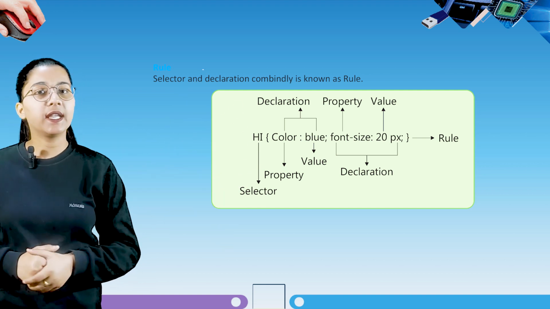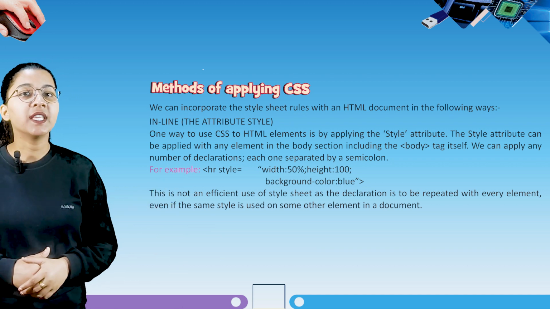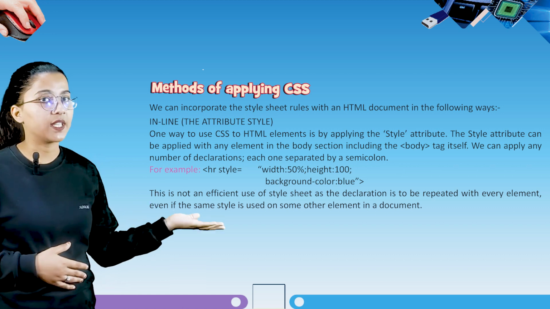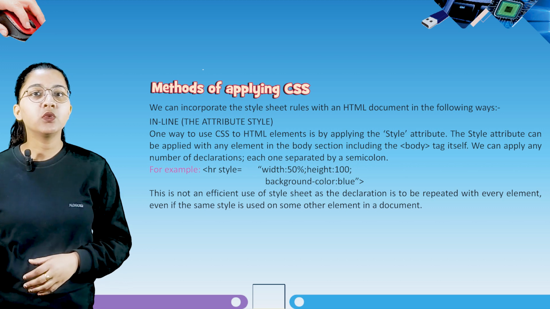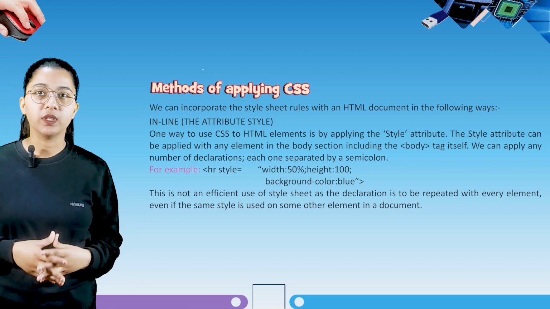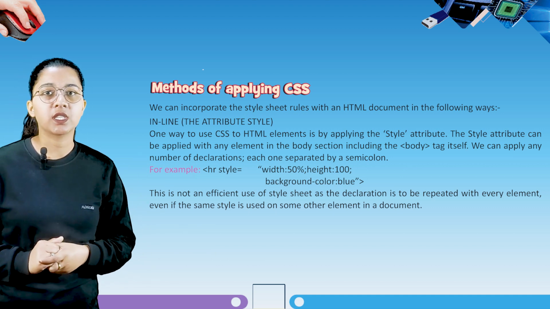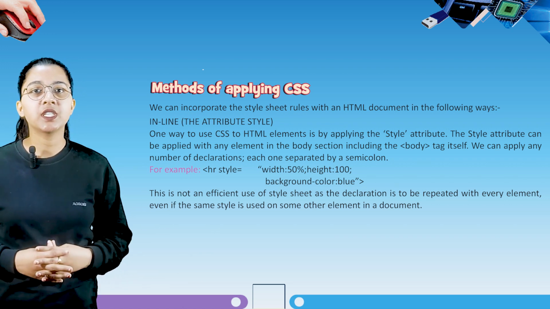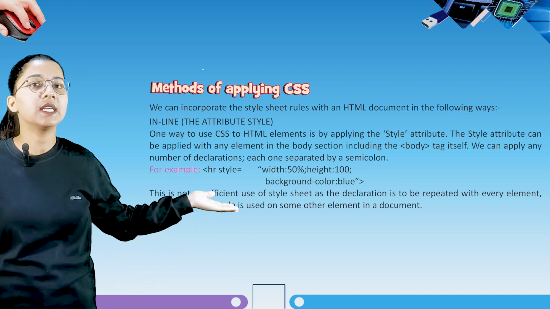Now students, let's jump to the next topic, which is methods of applying CSS. We can incorporate the style sheet rule with an HTML document in the following ways. Here are some ways. Inline, the style attribute. One way to apply CSS to an HTML element is by applying the style attribute. The style attribute can be applied with any element in the body section, including the body tag itself. We can apply any number of declarations, each one separated by a semicolon. For example, this is the example.